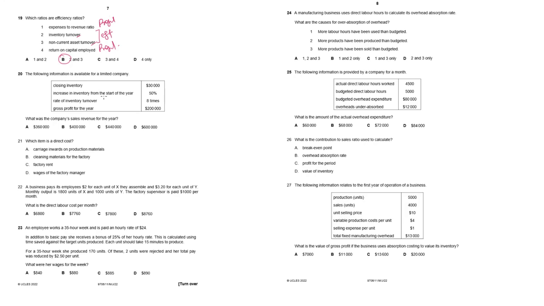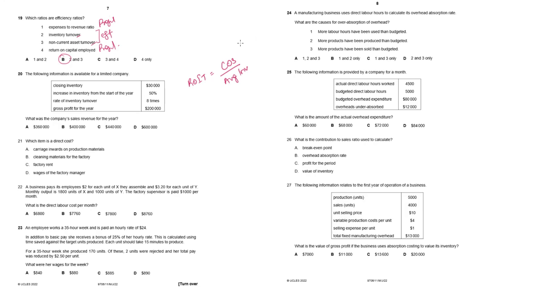The following information is available for a limited company: closing inventory, increase in inventory from the start of the year 50%, rate of inventory turnover 8 times, gross profit for the year 200,000. What is the company's revenue that we have to calculate? Okay, let's see how we can approach this question. Whenever such a question is given, whatever the ratios, let's try to write the formula of the ratio, and then we'll see if we can arrive at something. So here, for the rate of inventory turnover, the number is given, 8 times. The formula is cost of sales upon average inventory.